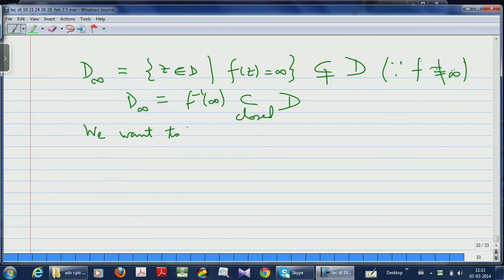We want to show D sub infinity is a null set, which means that D infinity is empty, and so f is analytic on D. The fact is that if you show D infinity is empty, then you are saying that at every point f takes only a finite complex value, it doesn't take the value infinity. So f is not actually a map into C union infinity, it is actually a map into C.